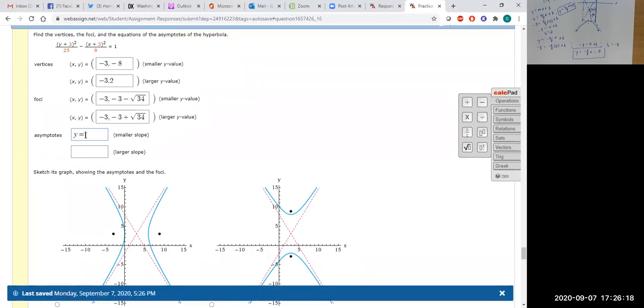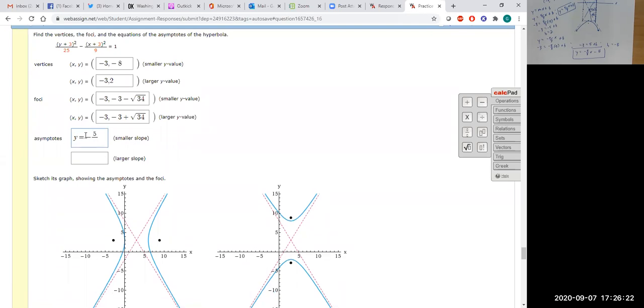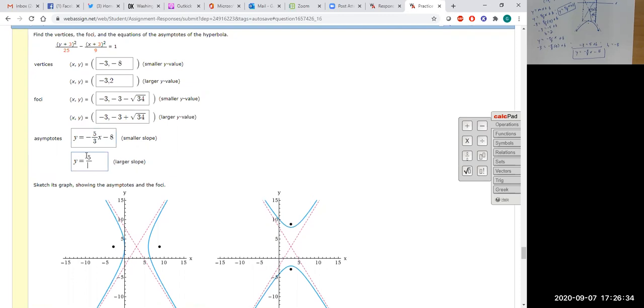Smaller slope, which is that negative slope, y equals -5/3 x minus 8, and then y equals 5/3 x plus 2. So for the graphs, it's an up and down.